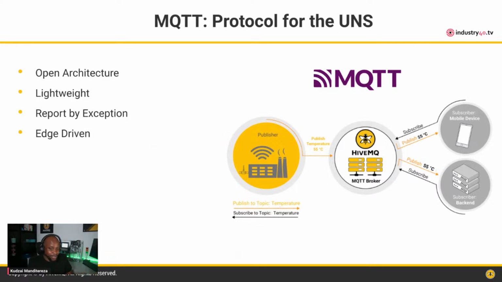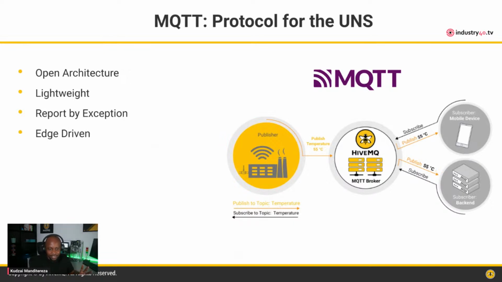Because in a unified namespace, you want all the participants to be able to consume your information. So it doesn't make sense to use a protocol that is closed source, because only a limited number of components are able to participate in a closed source ecosystem.